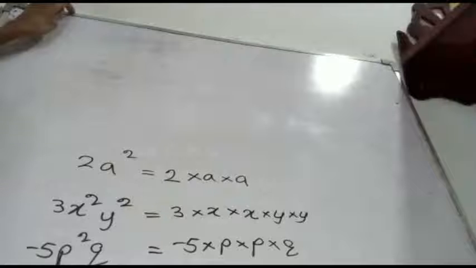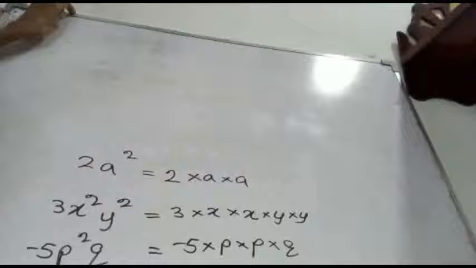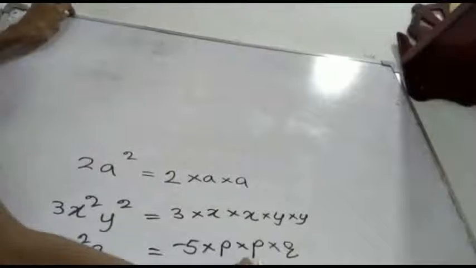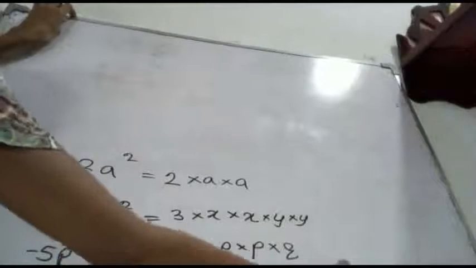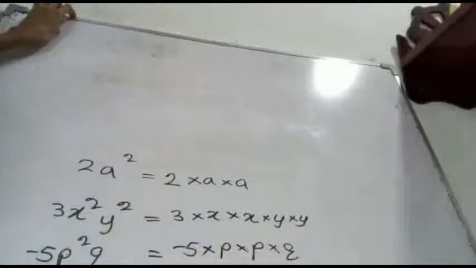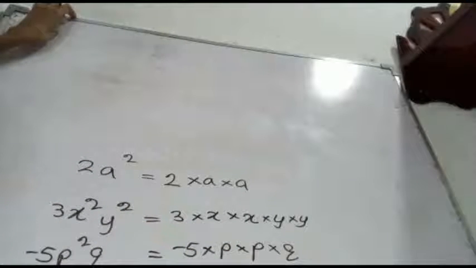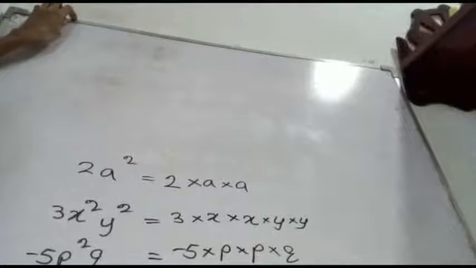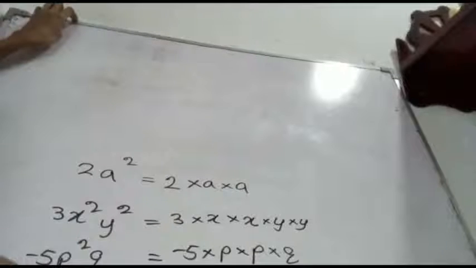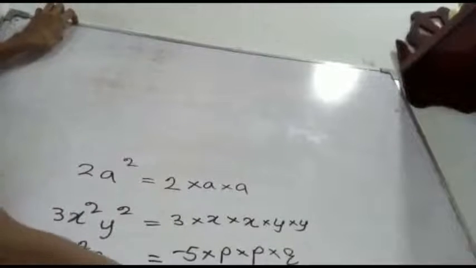Negative 3 to the power 5. Negative 3 is multiplied by negative 3, is multiplied by negative 3, is multiplied by negative 3, is multiplied by negative 3. Next one. ab to the power 3 is equal to ab times ab times ab.